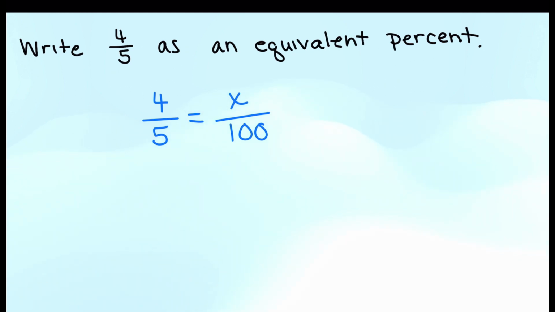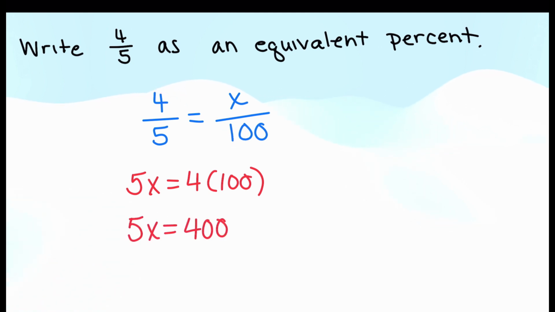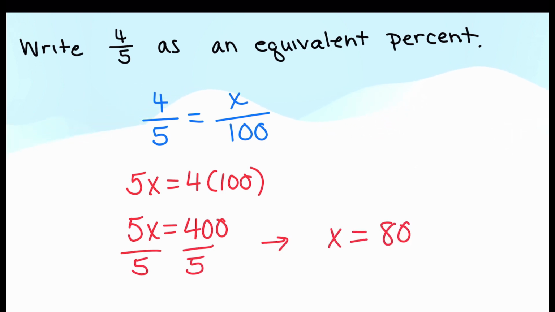If we want to solve a proportion, we can set our cross products equal. That means 5 times x has to equal 4 times 100, or 5x equals 400. To solve for x, I need to get rid of that 5. So I'm going to divide both sides by 5. That cancels the 5 out on the left. And 400 divided by 5, let's see, 40 divided by 5 is 8, so 400 divided by 5 should be 80.